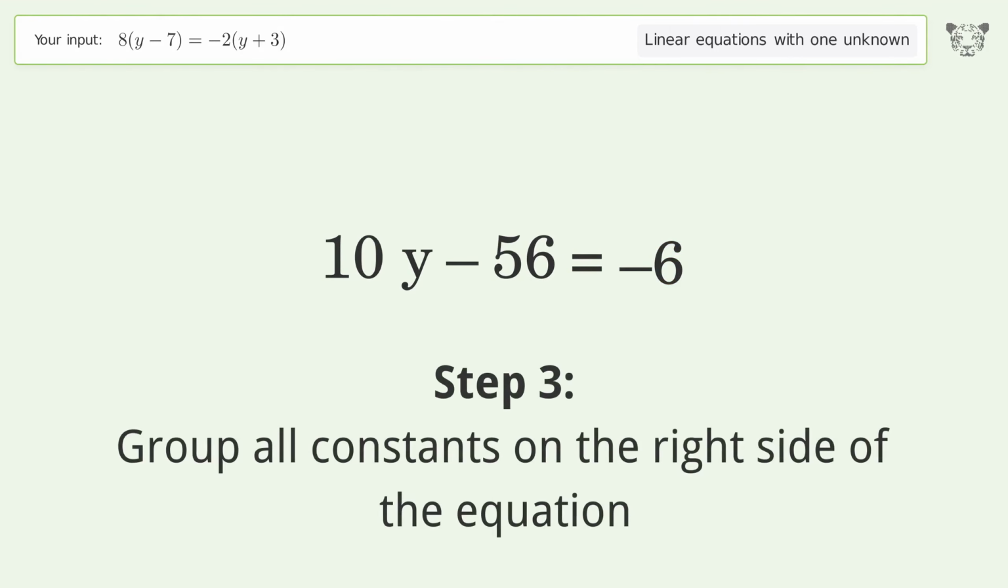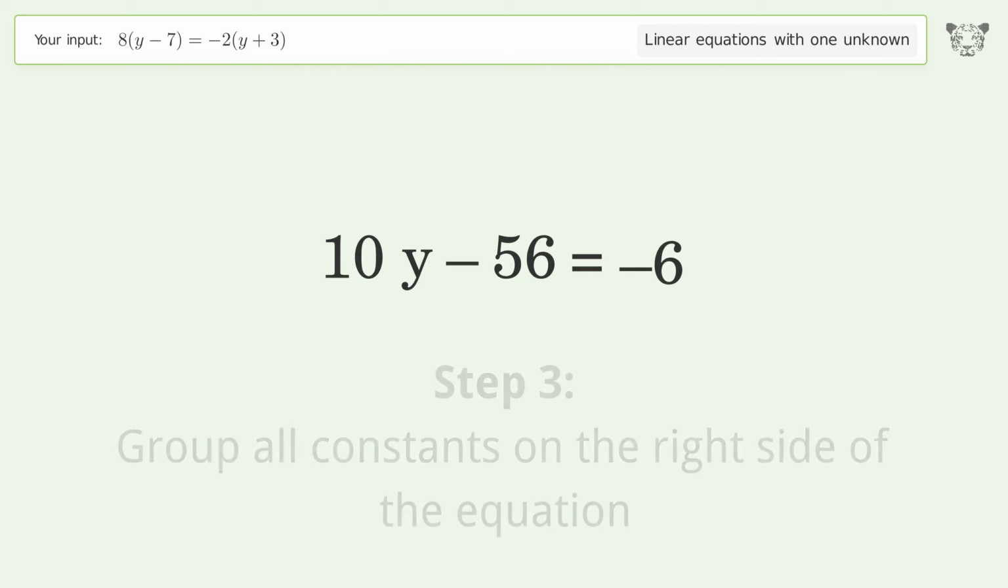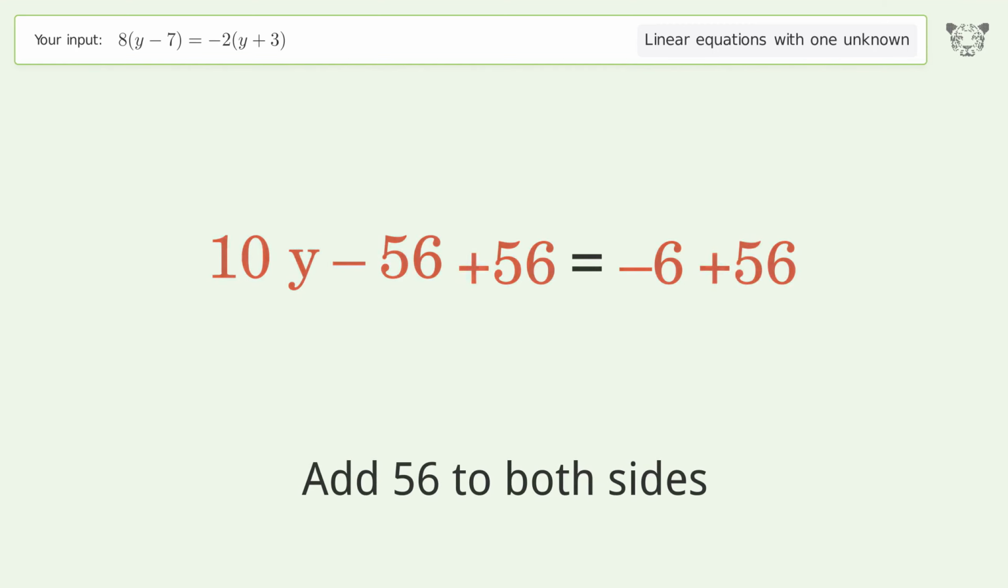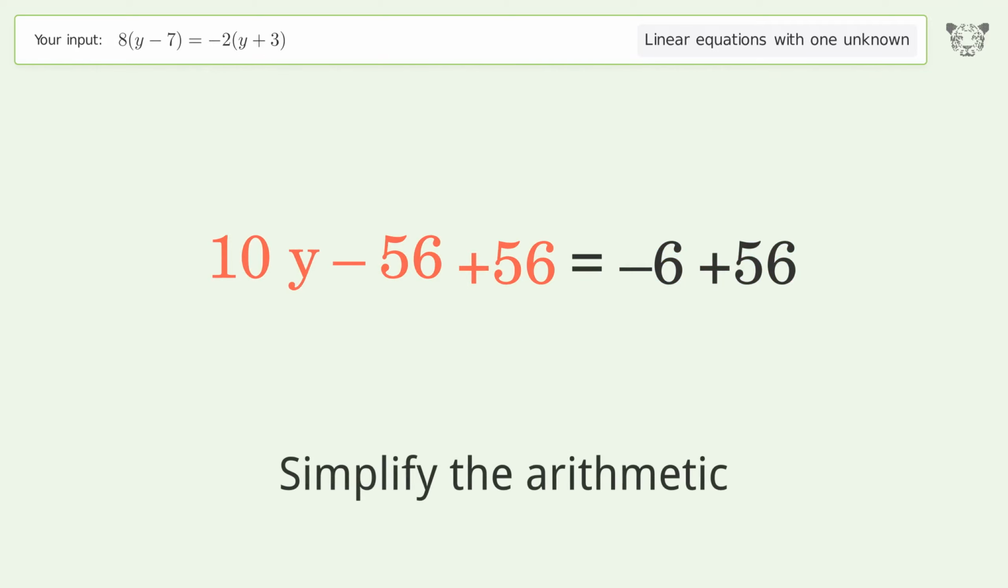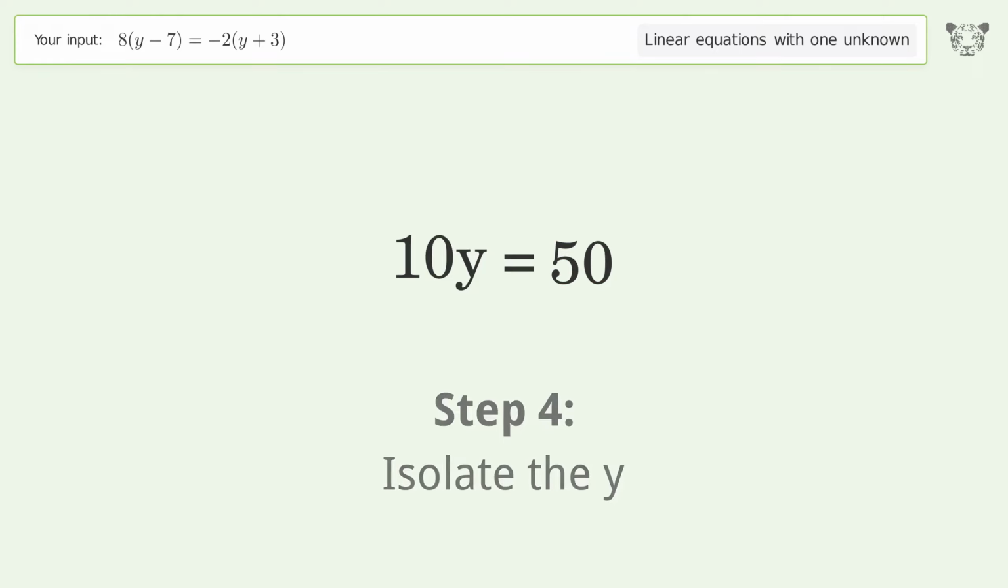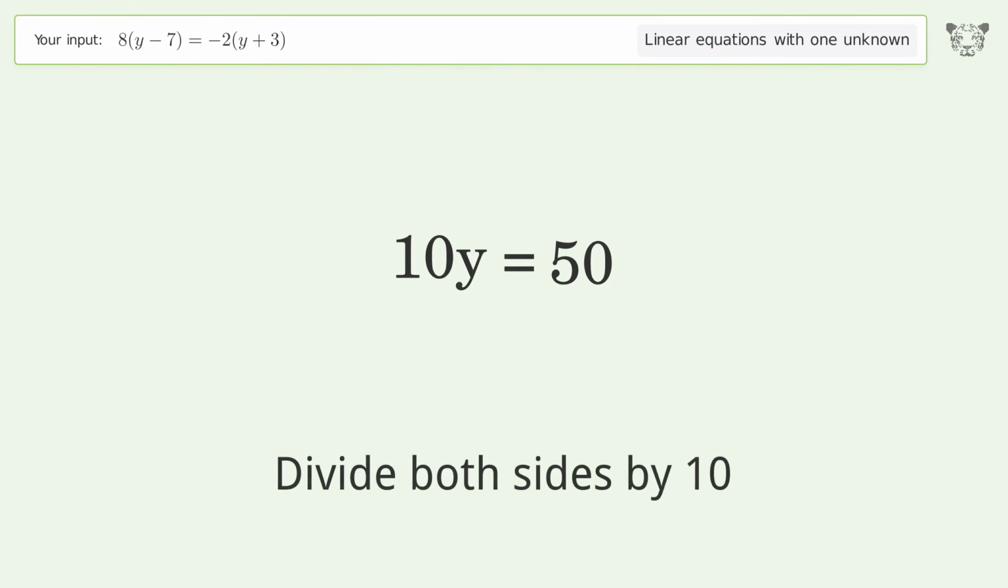Group all constants on the right side of the equation. Add 56 to both sides. Simplify the arithmetic. Isolate the y. Divide both sides by 10.